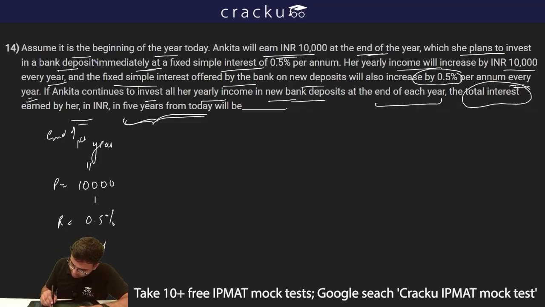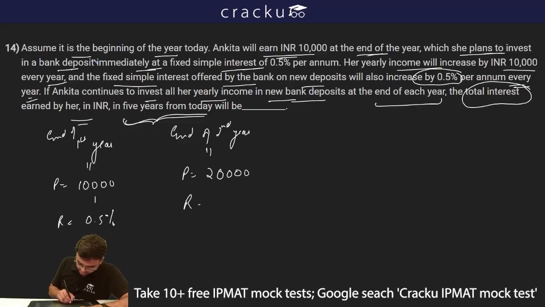Now it is saying that her yearly income will increase by INR 10,000. So at the end of the second year, what will happen? Her investment will be increased by 10,000. Her income will be increased by 10,000, so it will become 20,000. And the rate of interest will also increase by 0.5%, so this will become 1%.